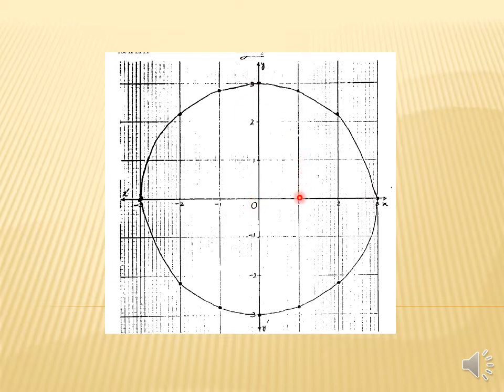Okay, if we put 0, then we get 3. Similarly, if we put 1, then we get something like 2.8. Then we put 2, then we get 2.8 something, and then we put 3, then we get 0. So you can put the points, and step by step you can draw the circle. And students, you know that this equation represents a circle. So we can draw a circle of radius 3 units.